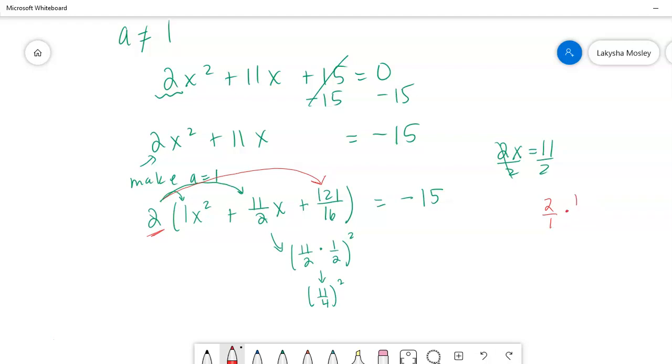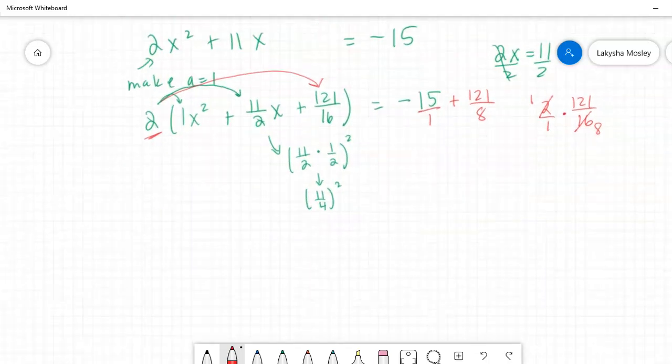And to do this math, I'm just going to reduce diagonally. So 2 divided by 2 is 1. 16 divided by 2 is 8. So I'm just telling you that over here I want to add 121 over 8. Okay, 121 over 8 is what I need to add on the right side. Okay, these are fractions. Put that over 1. All right, so now I'm going to move down.